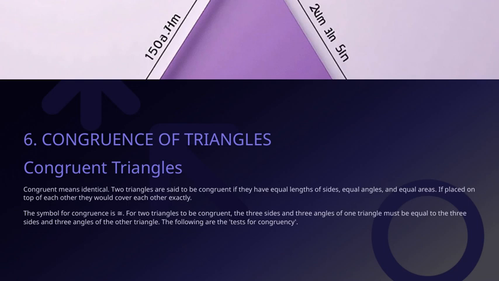So, when you see two triangles with this symbol between them, it means they are identical in all those key aspects. For two triangles to be truly congruent, all three sides and all three angles of one triangle must match exactly with those of the other triangle. Throughout this presentation, we'll explore the different tests or criteria that help us determine whether two triangles are congruent. These tests are crucial because they simplify the process of proving congruence without having to check every single measurement.